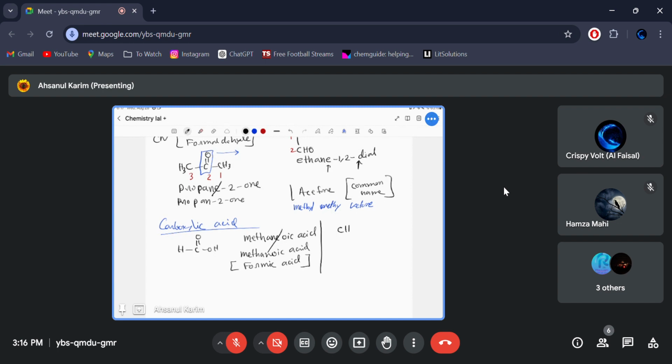Then we have this. Carbon 1, carbon 2. So ethane, right? Ethanoic acid. And the common name is acetic acid, present in vinegar, right?